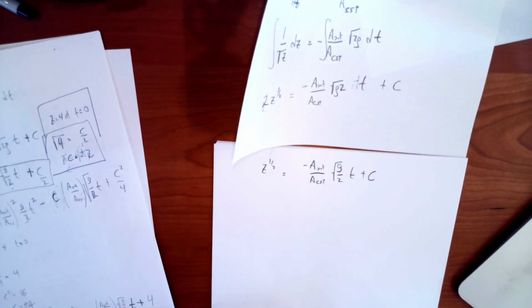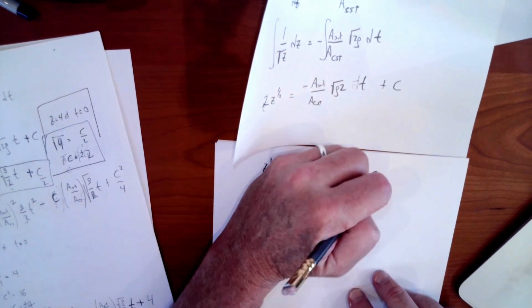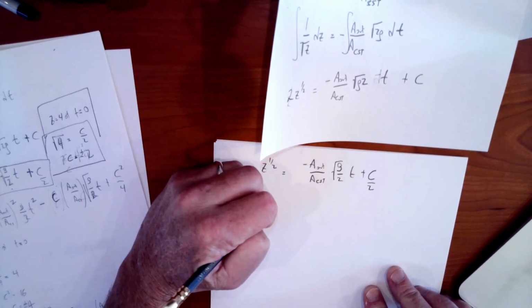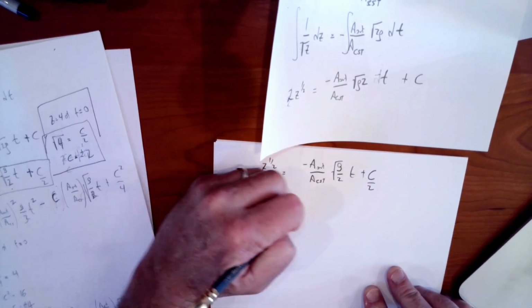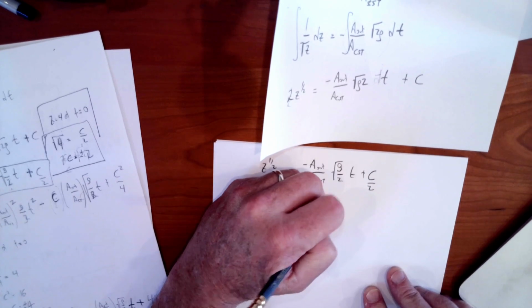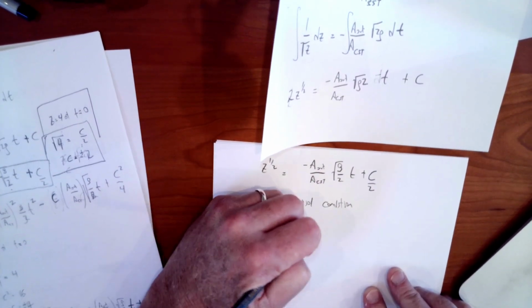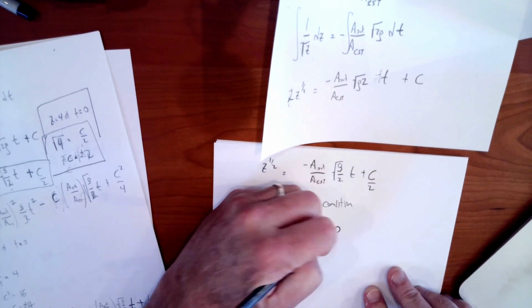All right, that looks good. So now we've got that. Oh, I guess this would be c over 2. So that goes there. Now, let's apply our initial condition. Z equals 4 at t equals 0, because that's where we started, right?